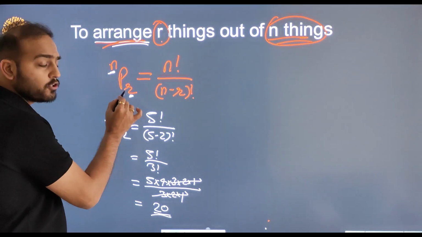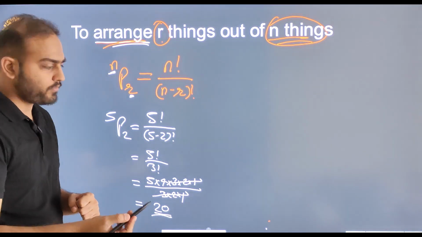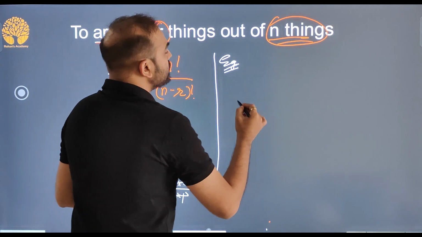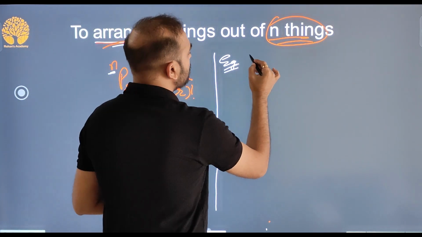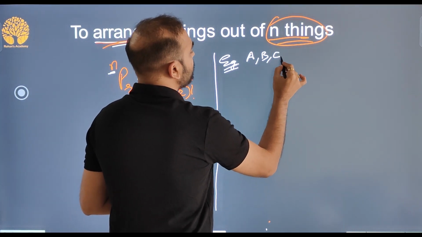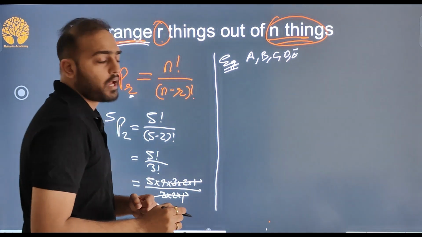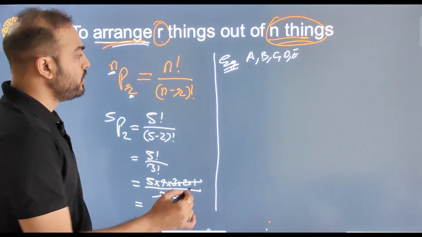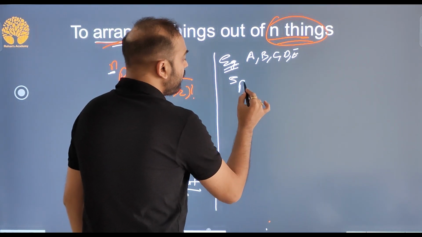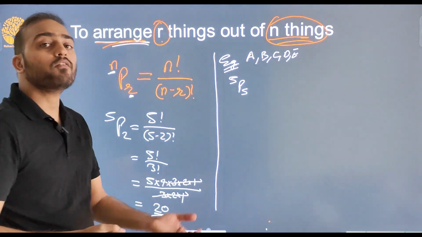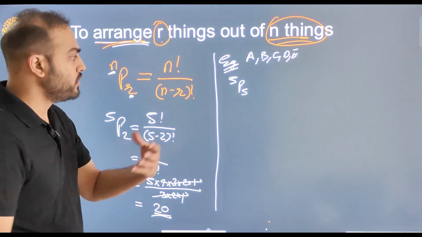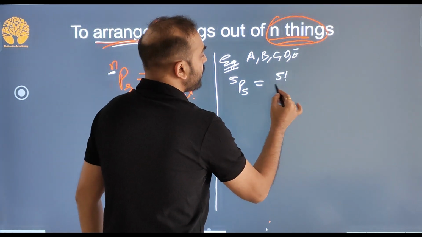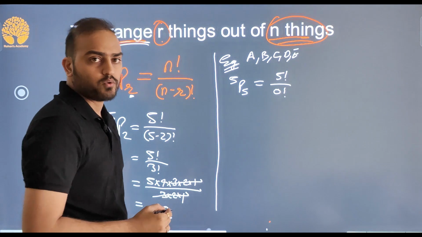Now the value of R can be equal to N as well. For example, say I want to make a 5-letter word using the letters A, B, C, D, E. So I have 5 options, and I want to make a 5-letter word, which means I want to use all 5 options. So the answer becomes 5P5, which is 5 factorial by 0 factorial.